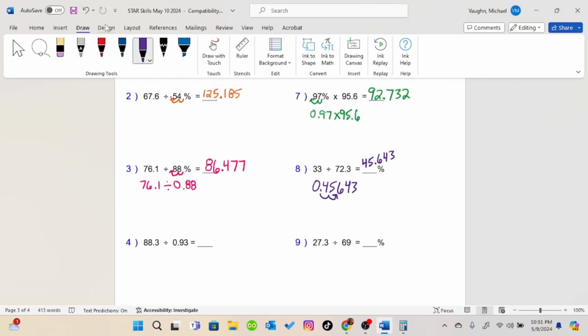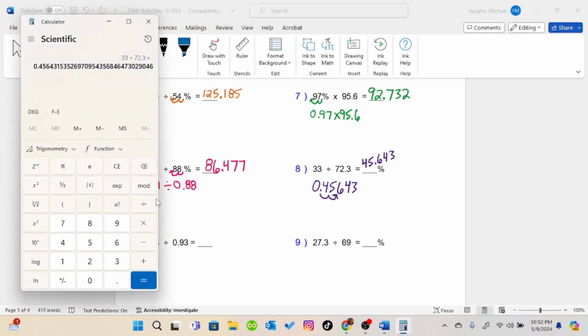Number 4. We have 88.3 divided by 0.93. Rounded to 3 decimal places, this would be 94.946.